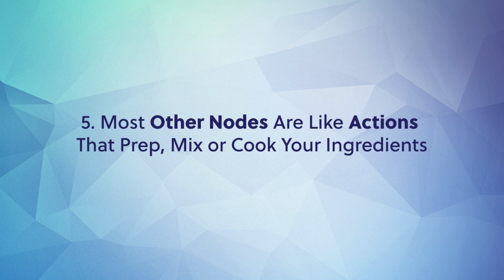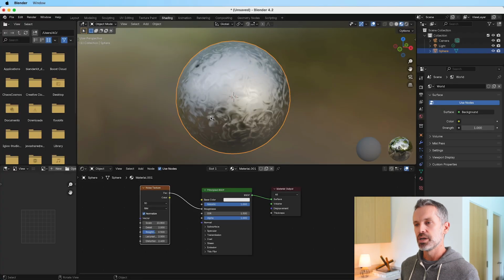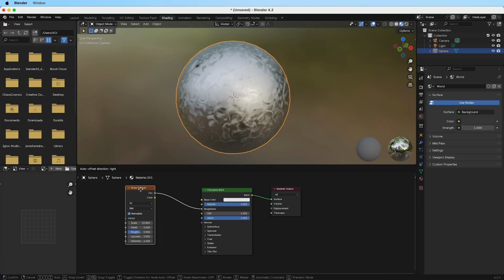Most other nodes are like actions that prep, mix, or cook your ingredients. So my morning coffee might call for coffee beans, but there's a step I need to do before I can brew the coffee, and that's that I need to grind those beans. So similarly here, you might start with an ingredient that's either a noise texture or some other type of texture node, but often you need to do something to it before you can hook it up to that final shader node parameter so that it does exactly what you want it to do. So in the case of this noise texture here, we might want to do something to it before it gets over to the roughness or to any of these other primary flavors here of the Principled BSDF.